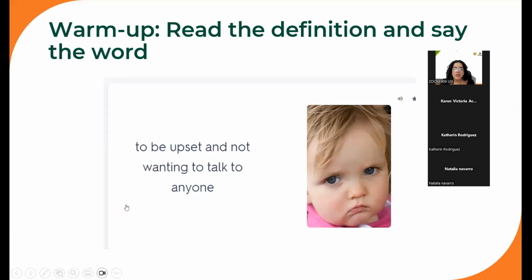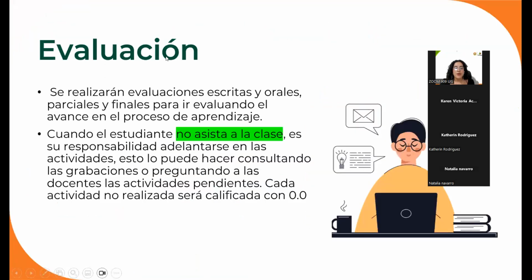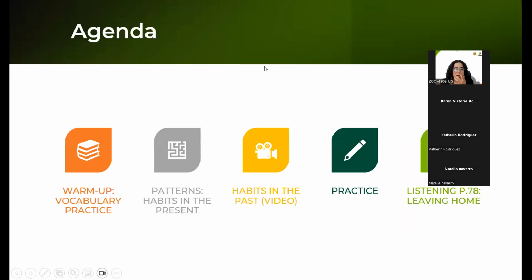Just a small reminder before we start. Remember about the activities that we do in class. Entonces, esta parte está en español. Recuerden que las actividades que hagamos en clase son tomadas como evaluaciones, como quizzes escritos y orales. Entonces, cuando no asistimos a la clase es nuestra responsabilidad adelantarnos con la grabación o preguntando a las docentes las actividades pendientes. Entonces, recuerden que cada actividad no realizada se califica con 0, ¿ok? Short parenthesis in Spanish. But now let's start by checking the agenda, what we have planned for today.